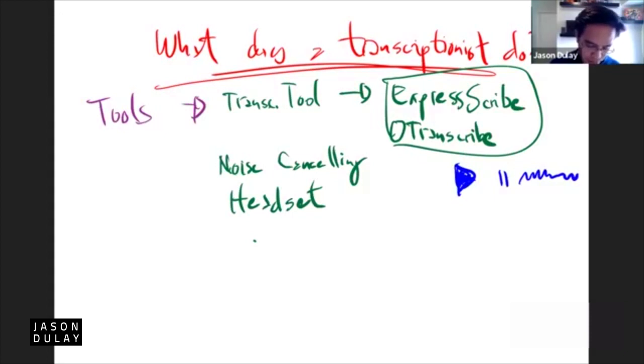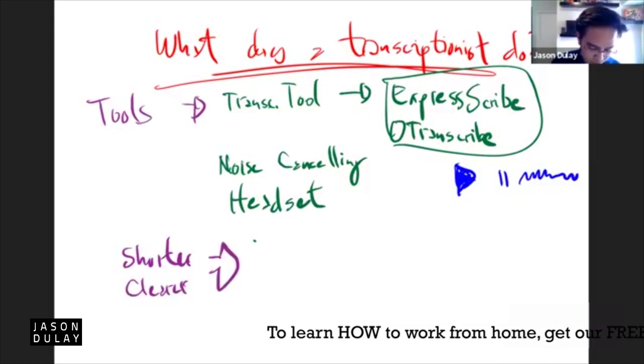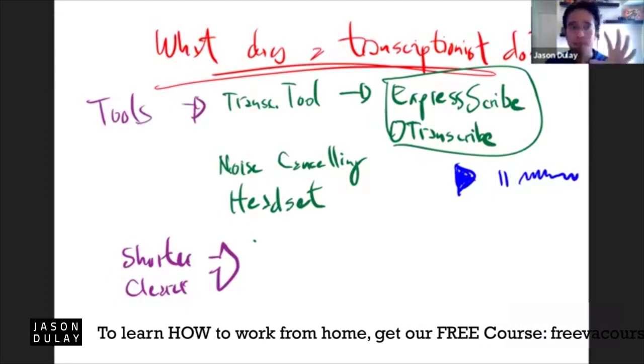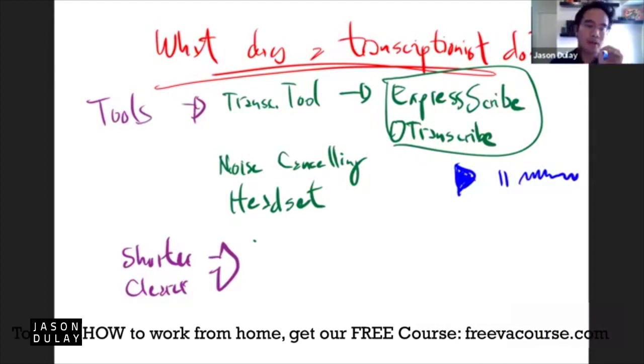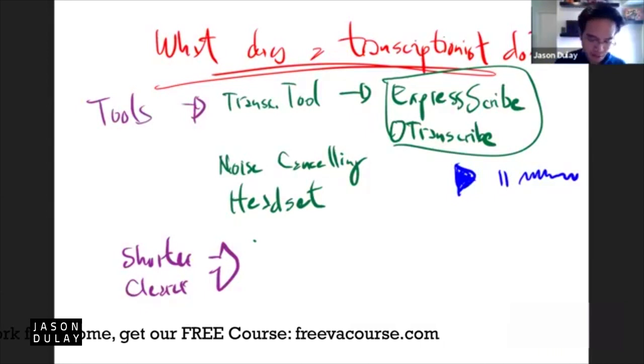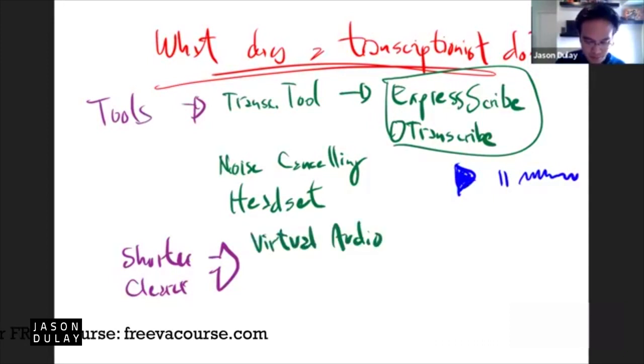Also, if you're recording shorter and clearer videos, what you can do is get some hardware. As long as the audio is very clear, you can get what we call a virtual audio cable and a dictation tool.